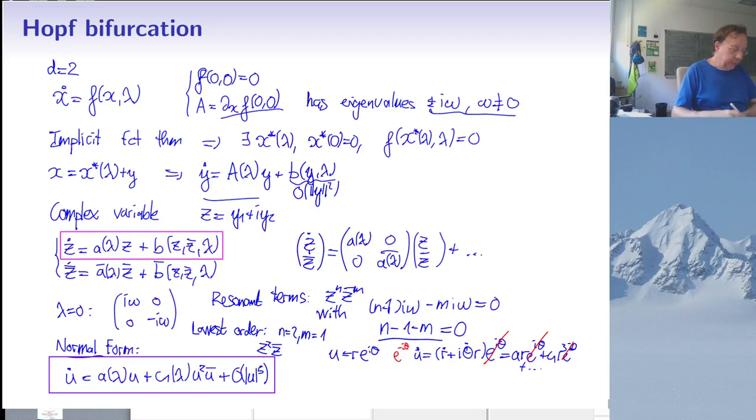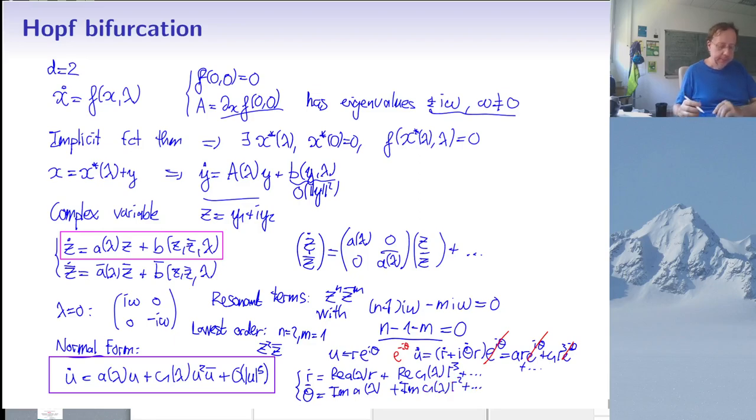If we split real and imaginary parts, we get the equation r dot is real part A of lambda times r plus real part c1 of lambda r cubed plus higher order terms, and theta dot is equal to imaginary part A of lambda plus imaginary part c1 of lambda times r squared plus higher order terms. So the important thing here is that at lowest order the equation for r is completely independent of theta.